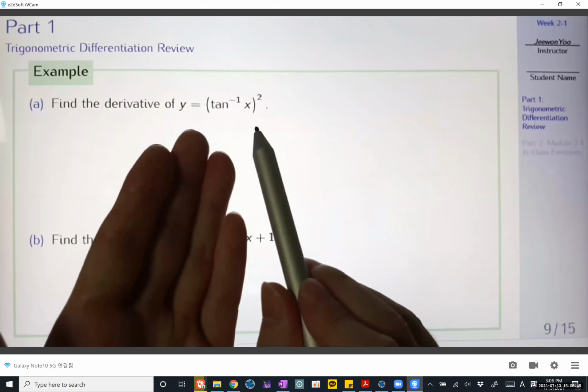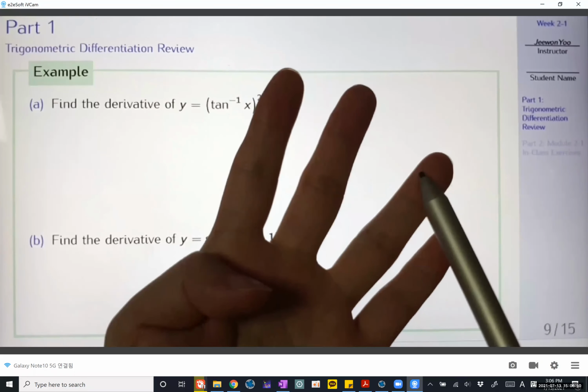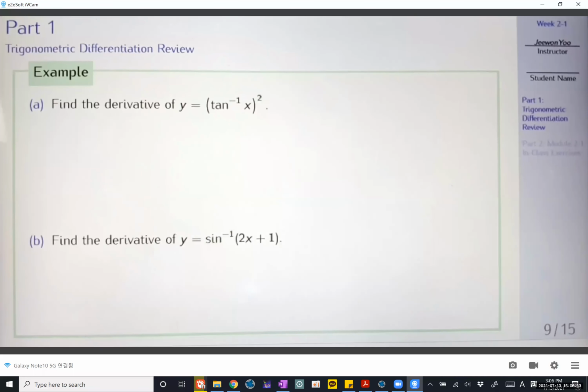Whenever you see this, out of the four choices (chain, product, quotient, implicit), what kind of differentiation rule would you like to use? Okay, James, good job.